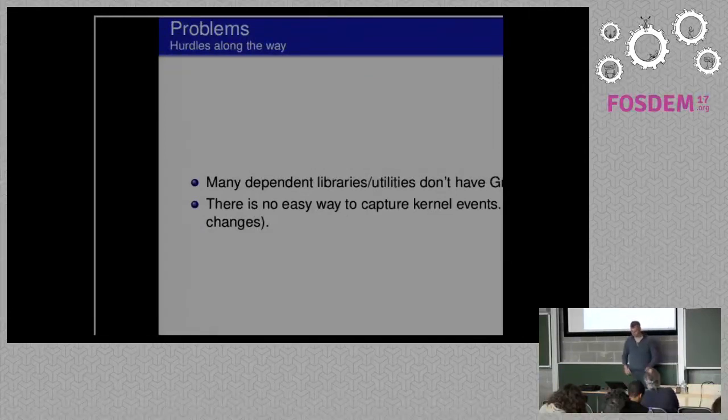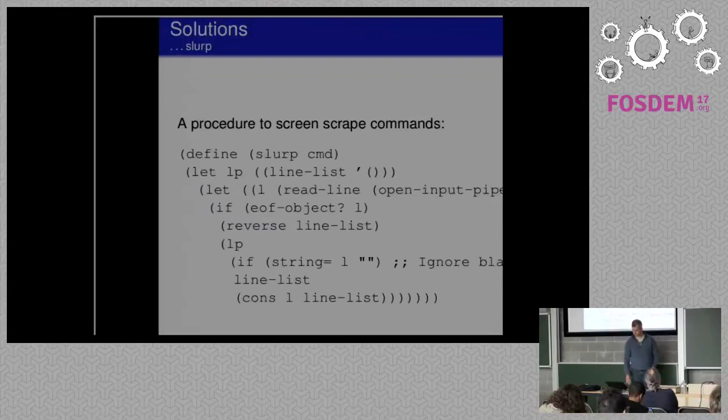Problems? Well, as I said earlier, the problem I find is that we are lacking Guile bindings. Another problem I found is that there is no current way that I've found to get the kernel to tell us when something has changed. I have to poll it, and that is not a nice way of doing things.